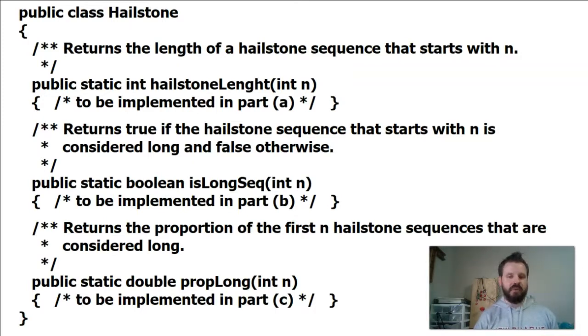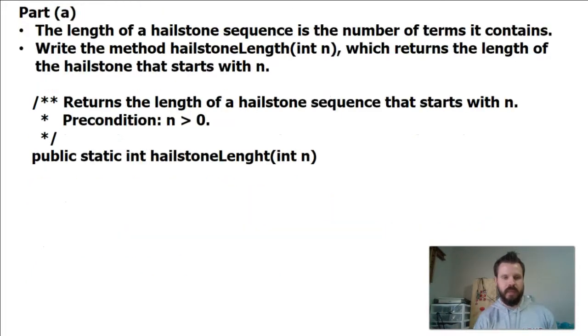All right, then we have the hailstone class here, and the class doesn't really give us much. It just tells us the 3 different methods we're going to be writing: one to find the length, one to decide if it is a long sequence, and one to find the proportion of long sequences given an n. So really nothing else stored in here. We're just writing methods for this class.